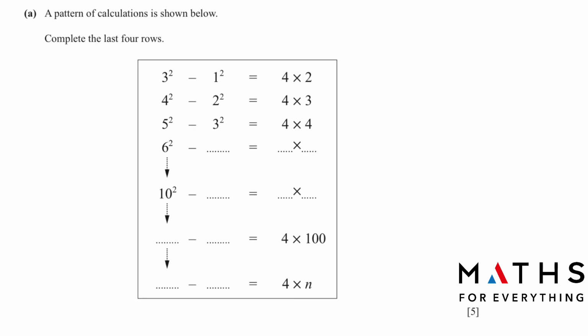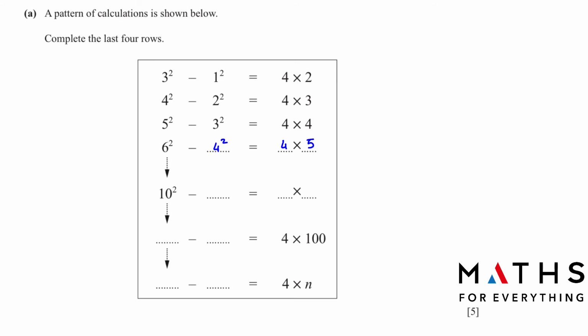Now here a pattern of calculation is shown. 3 square minus 1 square is 4 multiplied by 2. 4 square minus 2 square is 4 multiplied by 3. So as you can see that this is increasing and so is this side. What will this be? 6 square minus 4 square. You have to check in the calculator what will that be. That will give you 20, and that is 4 times 5. It's a 5-mark question.